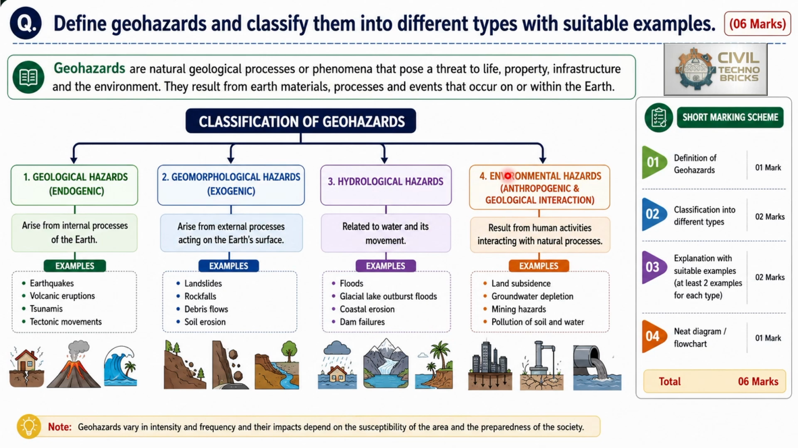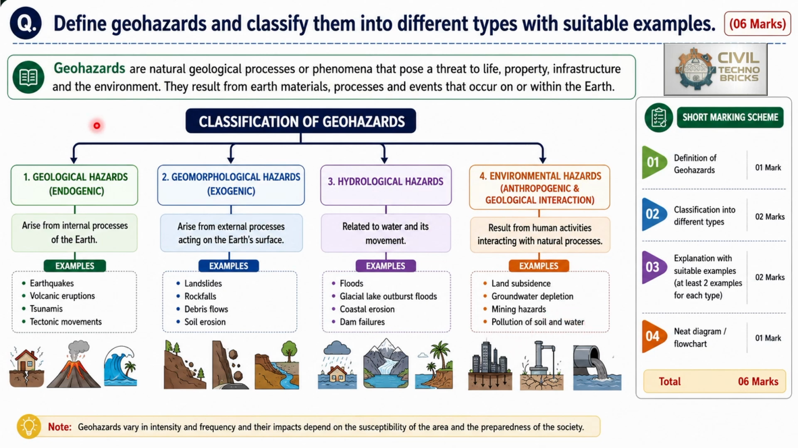Then fourth but not the least, that is environmental hazards, that are anthropogenic geological interaction hazards. Here it results from human activities interacting with natural processes. Okay, means land subsidence, groundwater depletion, mining hazards, pollution of soil, water.